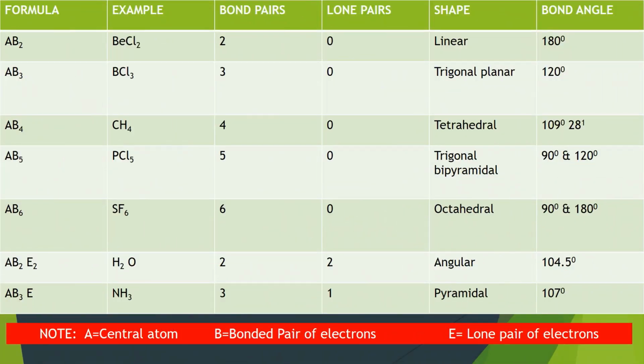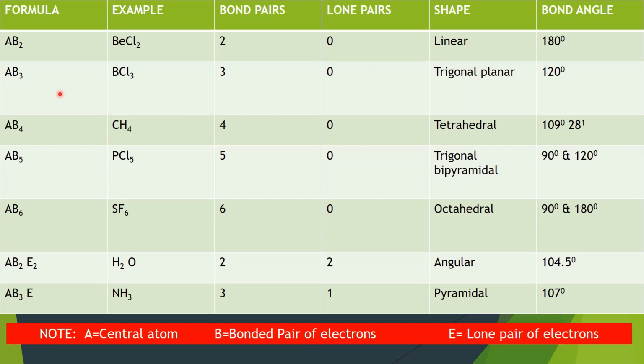So look at the table here. The first column is the molecule type, then bonded pairs and lone pairs, shape and bond angle. Here the generalized molecule is AB2. AB2 means A is the central atom, B bonded pairs of electrons. Example BeCl2. In BeCl2, Be is the central atom and 2 chlorines are combined with beryllium. The bonded pairs are 2, lone pairs at the central atom are 0, therefore the shape of the molecule is linear and bond angle 180 degrees.